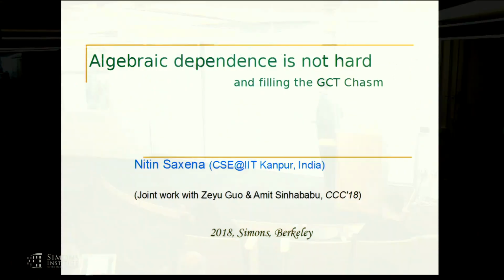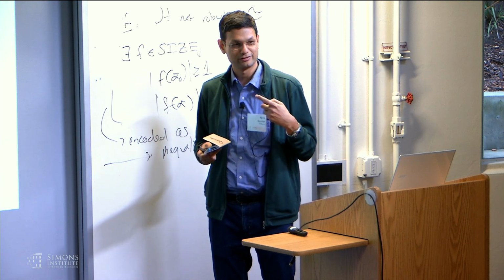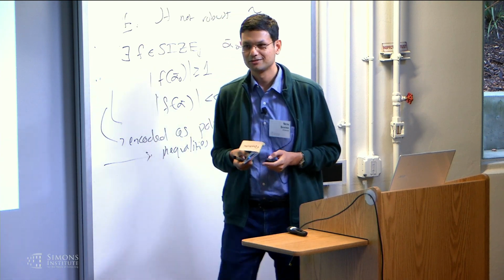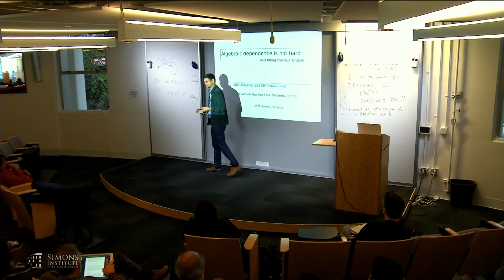Right. So the first result, the AD result, is that AD is not hard, and the second, the GCT Chasm, is filled by showing that ZC is in PSPACE. But it's a much more general result than just filling the Chasm. I mean, the Chasm dates preceding this workshop. So in this workshop, it has been redefined. Now the Chasm is to bring it down to anything below PSPACE.